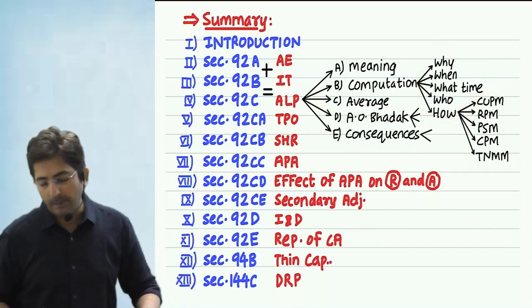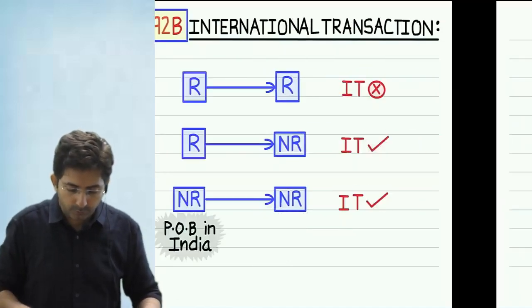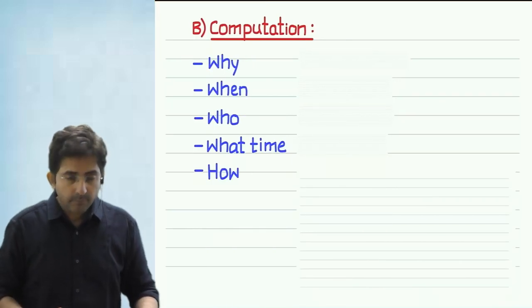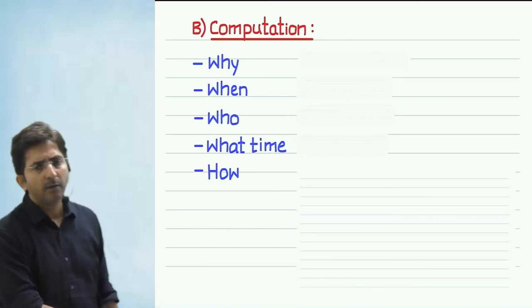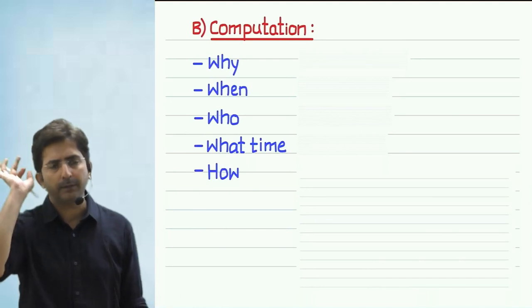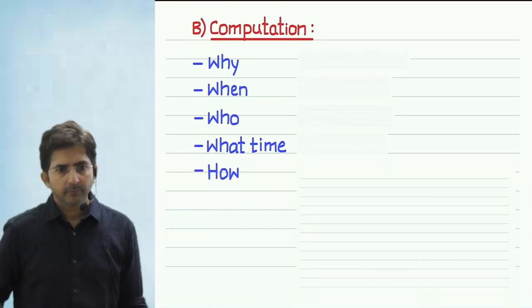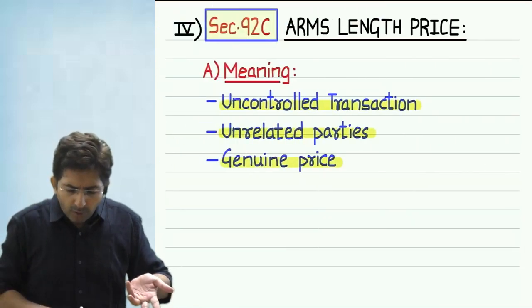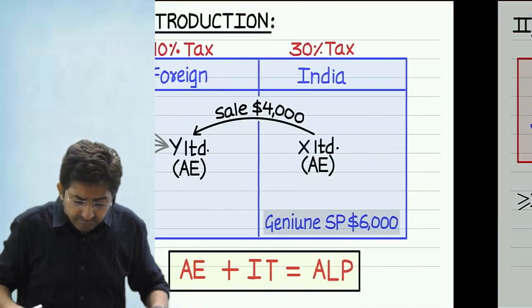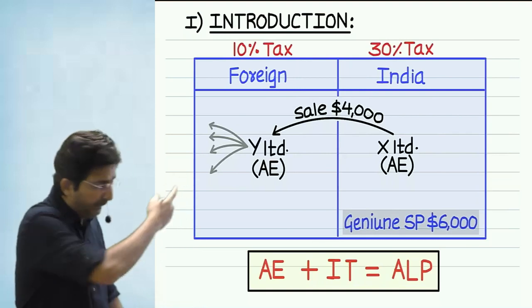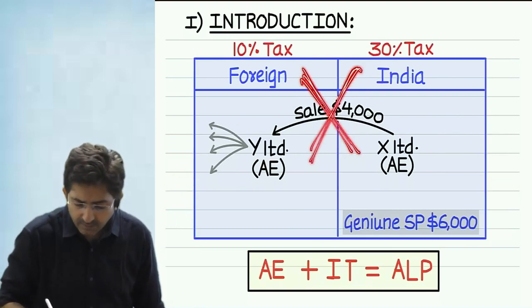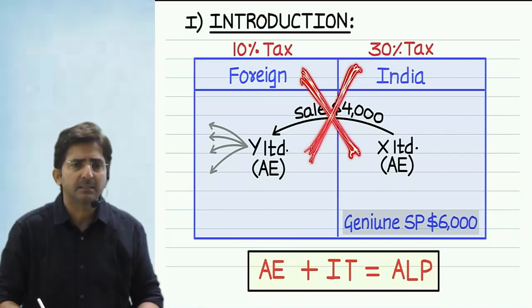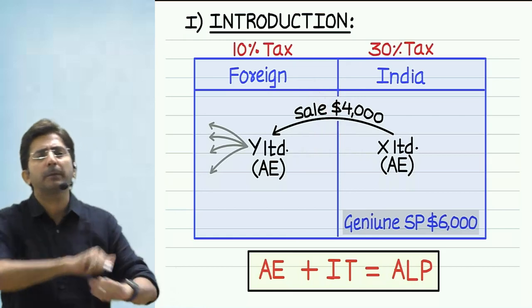So tell me one by one. See, I have written all this over here also. Look at this. First tell me one by one, why to compute ALP? You don't know why we are computing ALP? Because we don't trust this price. And if I don't trust this price, I need to know the genuine price. That's why to compute ALP.